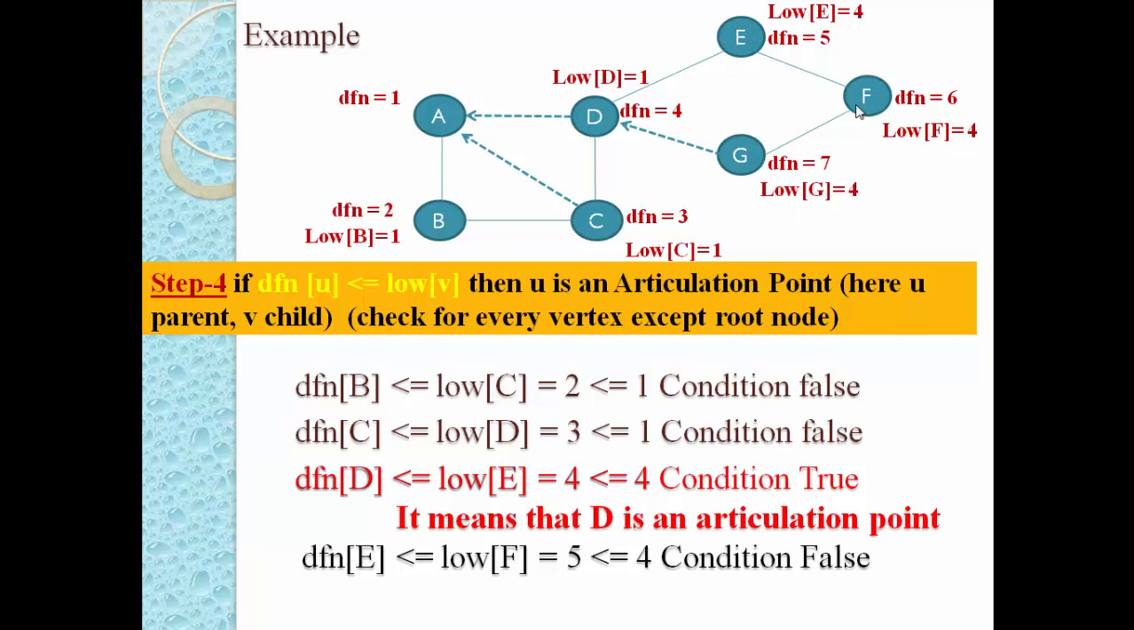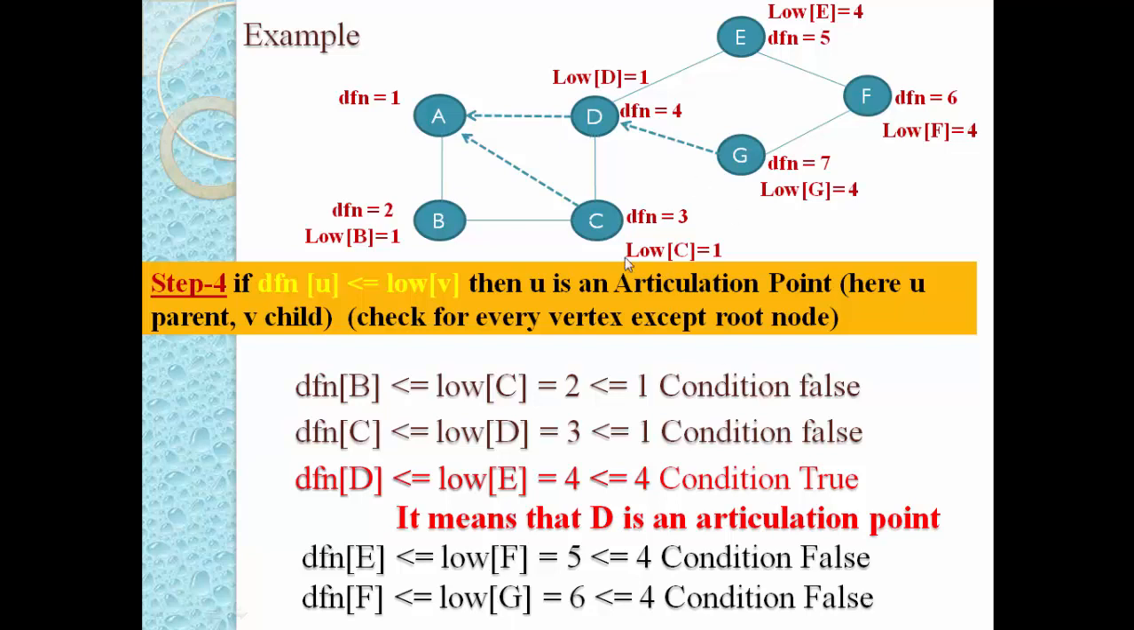You can check for F and G. F is the parent node and G is the child node. So DFN of F is equal to 6 and low of G is equal to 4. So 6 less than or equal to 4. Again the condition is false.